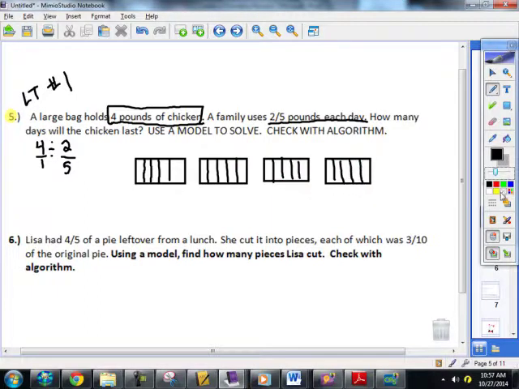Okay. Now I know that 2/5, my divisor, is representing a group. Another way to say it, I know that 2/5 is representing one day. So that means there's 1/5, there's 2/5. So that represents, instead of saying one group, you could think of it as one day because the question is saying how many days will the chicken last. Okay, let's keep going. Here's 1/5, 2/5, representing one group of 2/5.